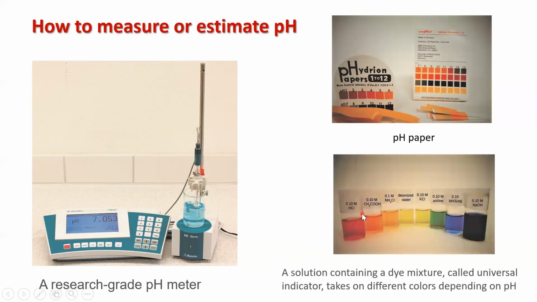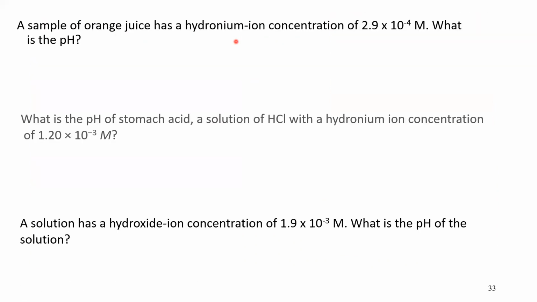Or you could use indicators. And indicators are just different types of solutions that change colors depending on what the pH of the solution is. So different ways that we can either measure or estimate the pH of a solution. All right, so let's do a couple of problems. Okay, see if we can kind of tie all this together before we move on.